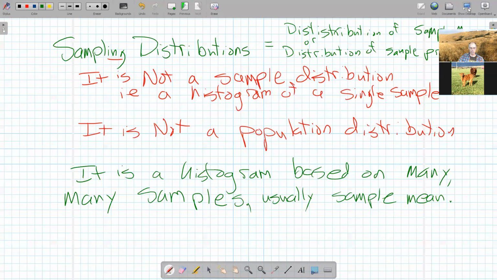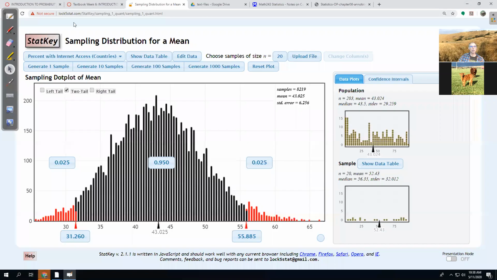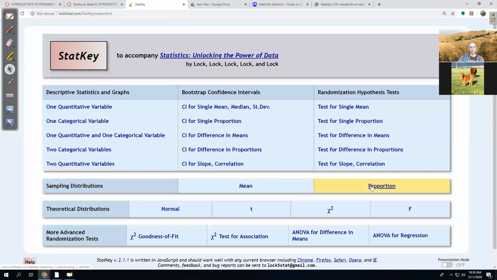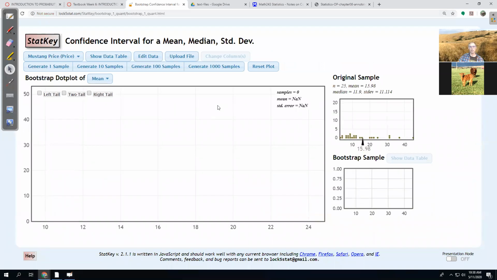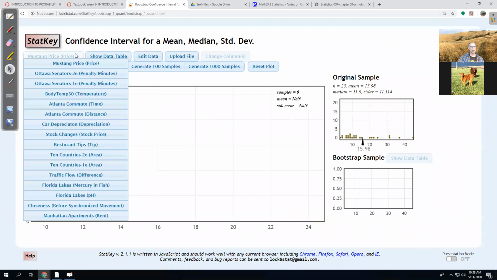All right, so back to the notes here, and I think I'm out of pages, so let's grab an example. Show desktop. Let's go back to the StatKey homepage and build a confidence interval. So we're going to start off with means. So I'll show you how to make a confidence interval estimate for a mean, and let's go with the body temp data for now.